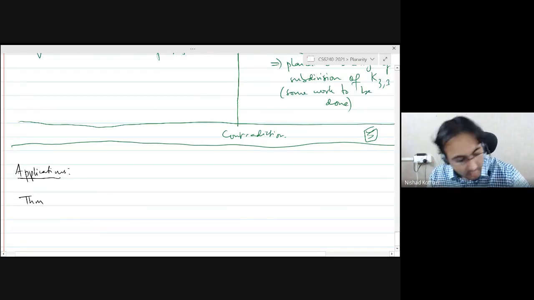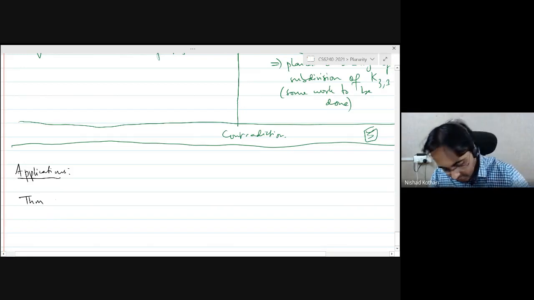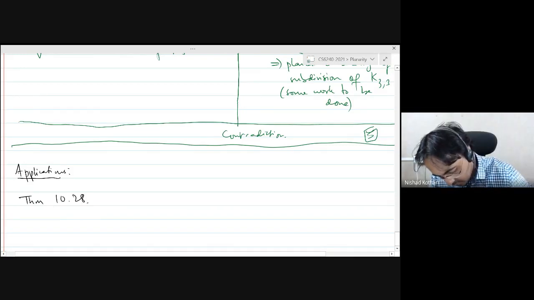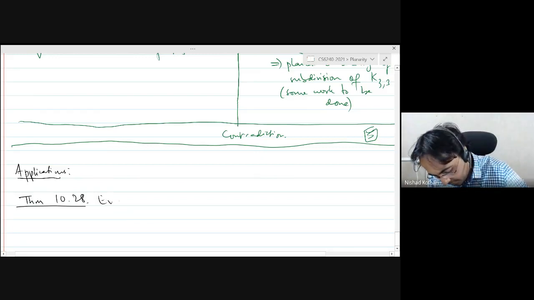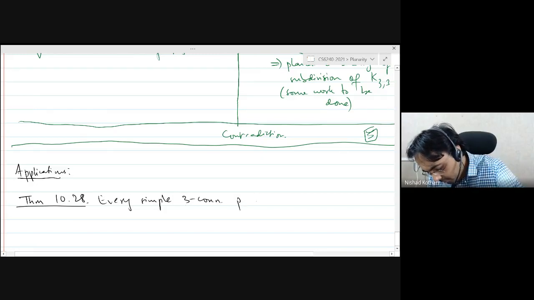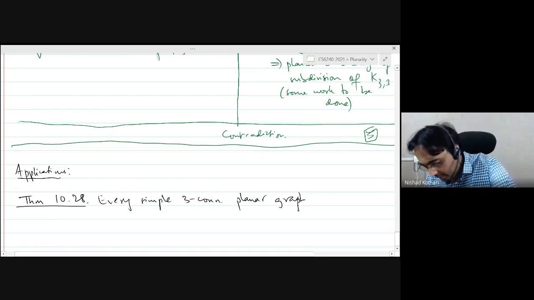So let's prove the following theorem. Let's see if we have time to finish it today. Every simple three-connected planar graph has a unique planar embedding.